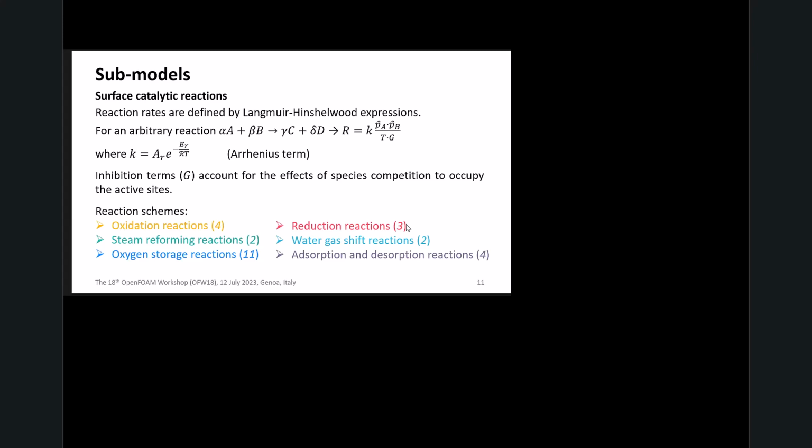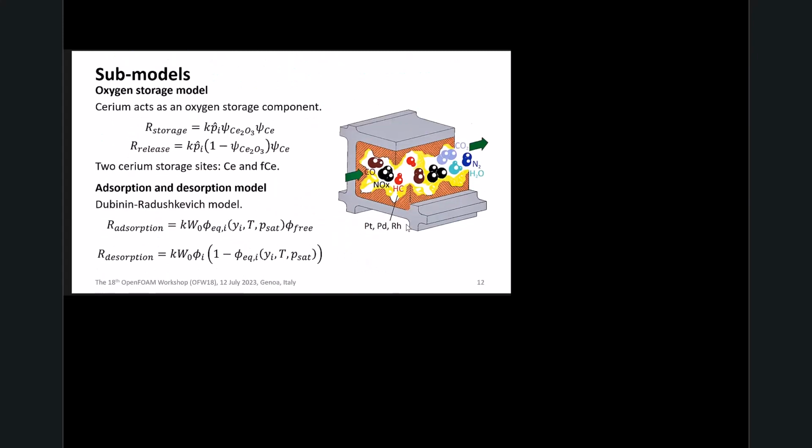Then, if we consider a three-way catalyst, the oxygen storage mechanism is fundamental for the pollutant species conversion, and this is possible through the continuous oxidation and reduction of cerium.